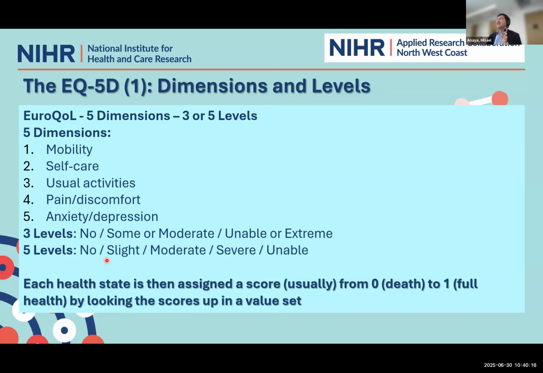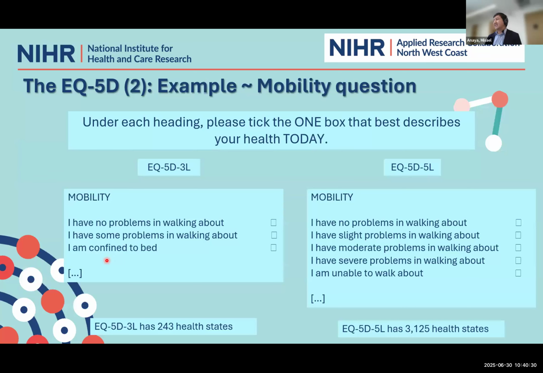And then from these questionnaires, they get a full score, which is deducted from the problems in each dimension. We will see this with one example. For example, in the EQ5D 3 levels, in mobility, we only have 3 questions. I have no problems in walking about. I have some problems in walking about. I am confined to bed. And the patient will only tick one of these.